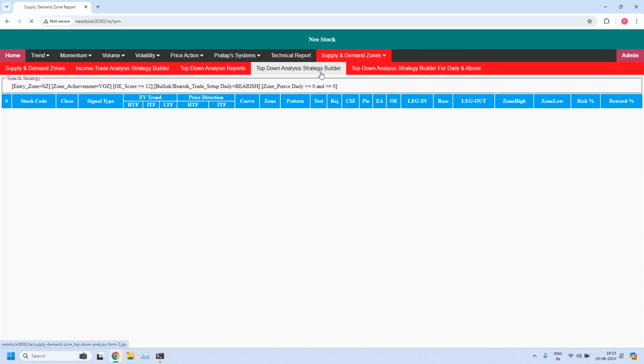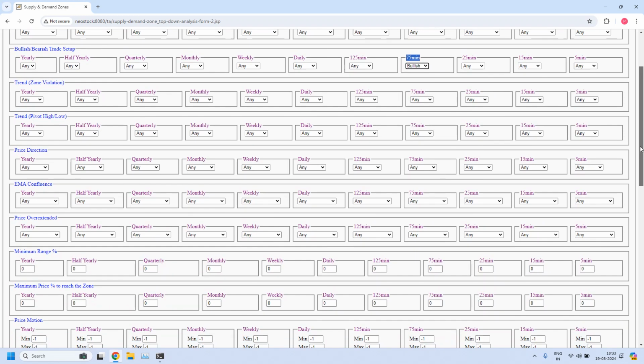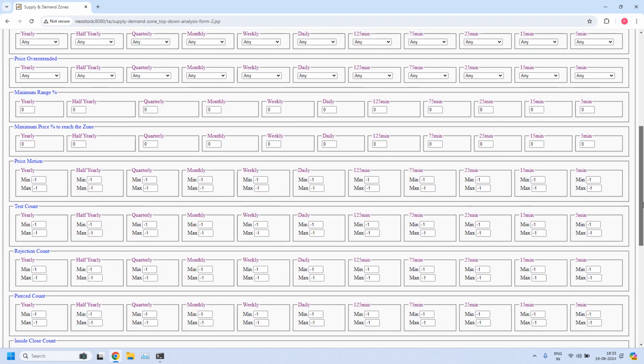So the next report is a bullish trade setup for weekly income trade. Weekly income trade entry time frame is 75 minutes. Bullish trade setup, demand zone, and bullish or bearish trade setup at 75 minutes time frame. I am selecting bullish. 75 minutes demand zone should not be pierced.